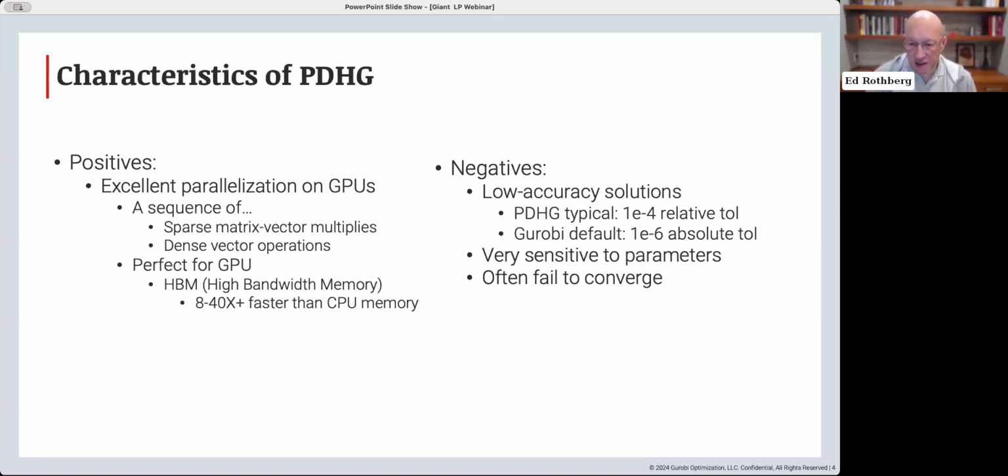Another negative is PDHG seems to be quite sensitive to parameters. So you make a few changes, the number of iterations can change by a factor of 10 or more. Simplex is somewhat sensitive to parameters, barrier much less so. And then PDHG, it often fails to converge. There's some models where you can run it, no matter how many iterations you do, it just never finds the solution.